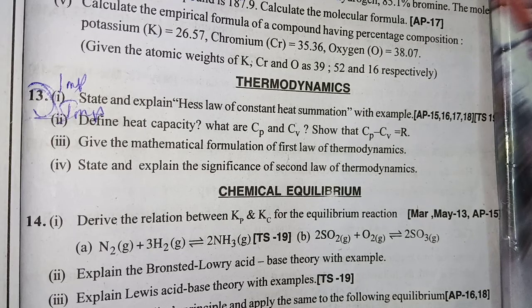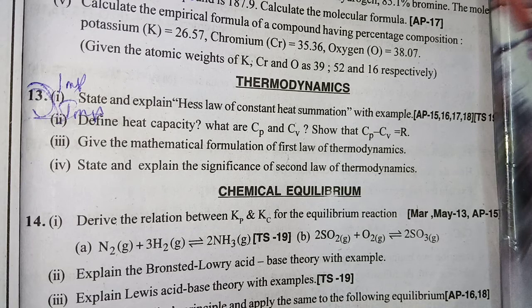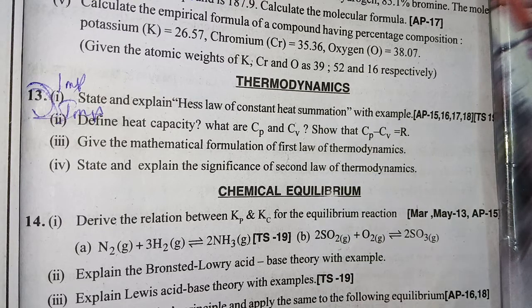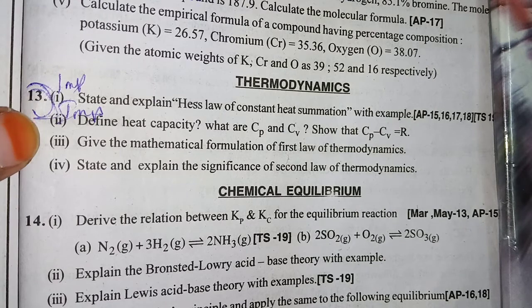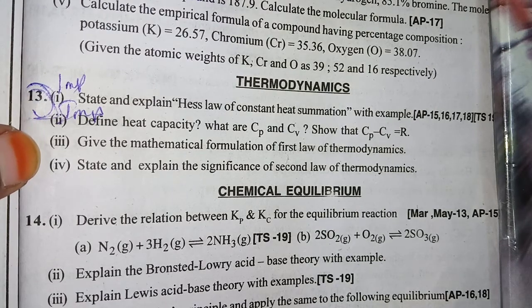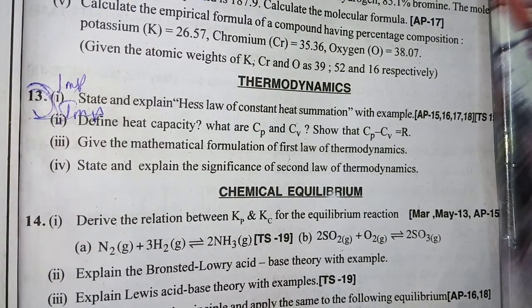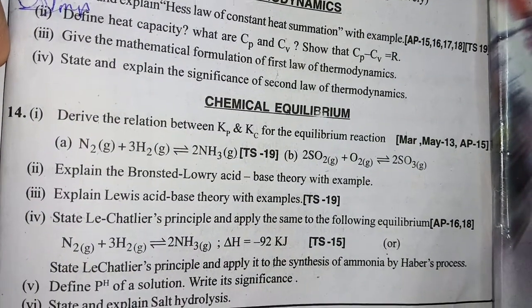Because they definitely ask mostly Hess law of constant heat summation and Cp and Cv. Last year they asked Cp and Cv, and the year before last they asked Hess law of constant heat summation. Hess law of constant heat summation is mostly important in AP and TS papers. So it is an easy question. Even duller students will learn that question. Third question, give the mathematical formula of the first law of thermodynamics. Fourth question, state and explain the significance of the second law of thermodynamics.